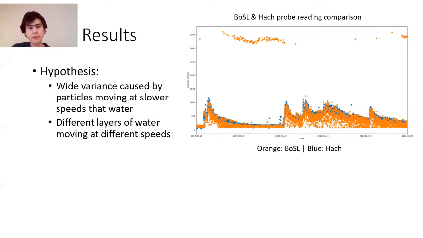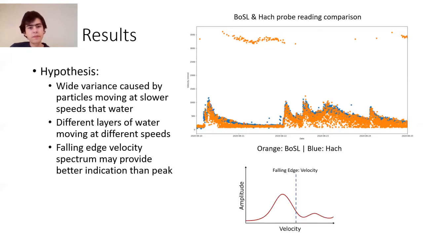Similarly, it might be that the interaction of different water layers moving at different speeds causes certain layers to reflect the ultrasound signal more, and if they're moving slower, they'll cause this same effect. So an idea is, perhaps instead of measuring the maximum velocity, we should measure the falling edge of the velocity profile. This is because we don't expect any particles to be moving faster than the water velocity, and so the falling edge, when it goes from a high signal to a low signal, should give us an indication of the speed of the fastest particles in the water, which is close to the true speed of the water.